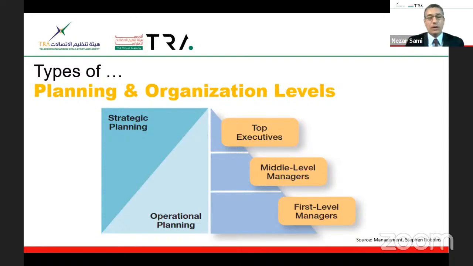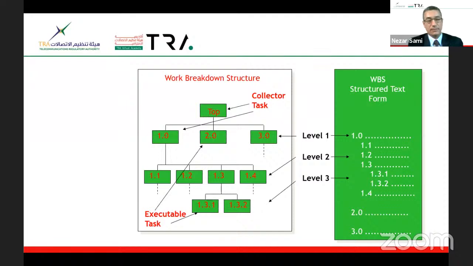While the normal operator has what we call the operation plan: okay, I will open the machine, I will add X and Y together, and I will do some sort of typing in order to get my product up and running on the surface. So we have strategic plans and we have operational plans.